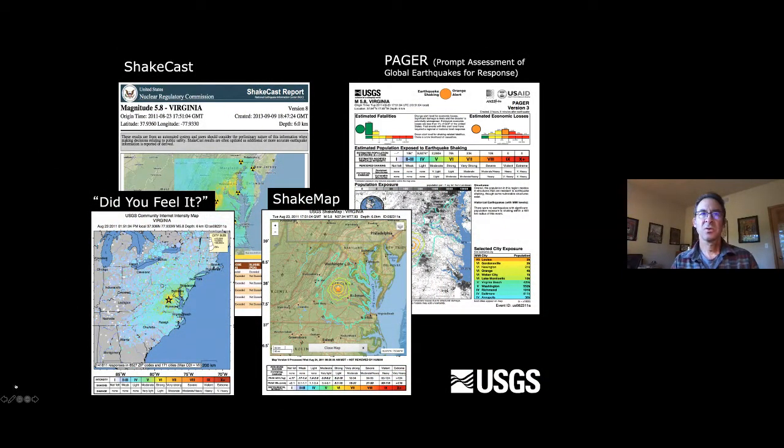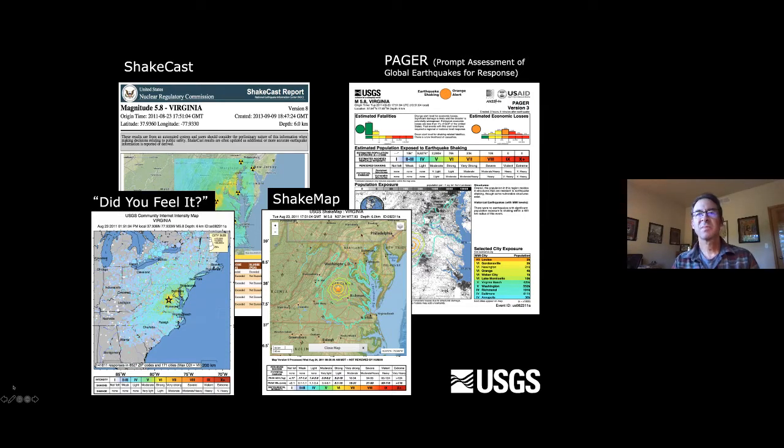So on the lower left, the Did You Feel It system is effectively a citizen science tool. You may have used it, you may have seen it. And basically we ask questions of the recipients of what they experienced during an earthquake with a short questionnaire. And we tend to get thousands, even tens of thousands of responses. In this case, we had 142,000 responses for a magnitude 5.8 earthquake in the central and eastern US.